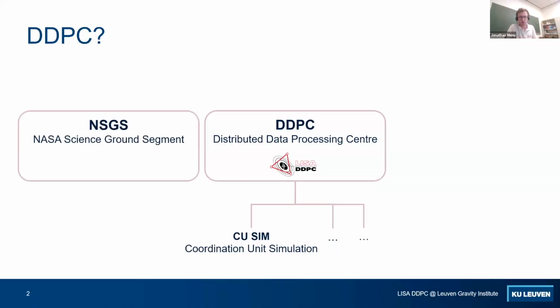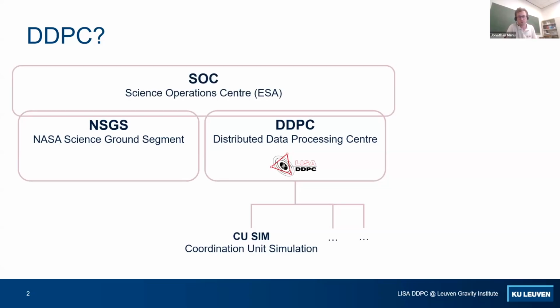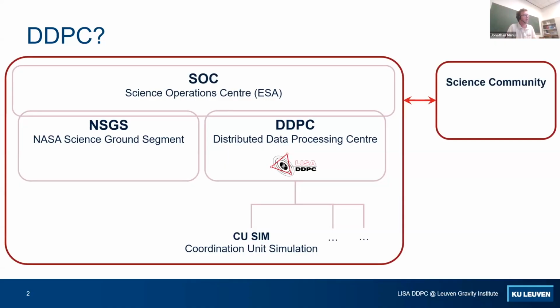It also has a counterpart in the US, which is called the NASA Science Ground Segment. And together with the Science Operations Center, which is coming from the ESA project side, they're forming the Science Ground Segment, which is everything related to the scientific organization from a data analysis and a data production, or data pipeline, point of view, I should say.